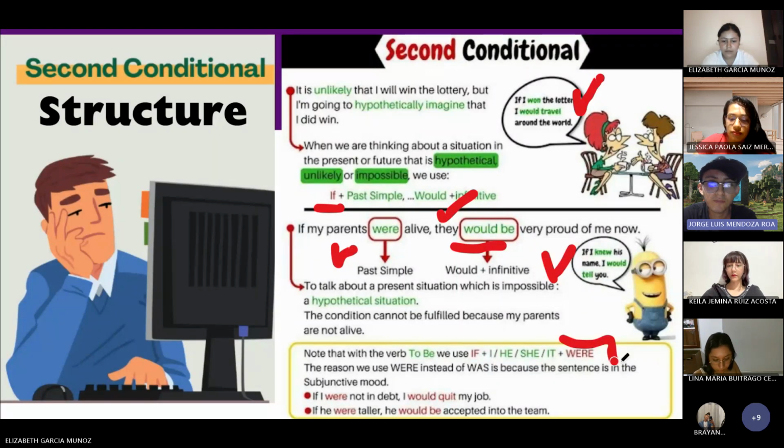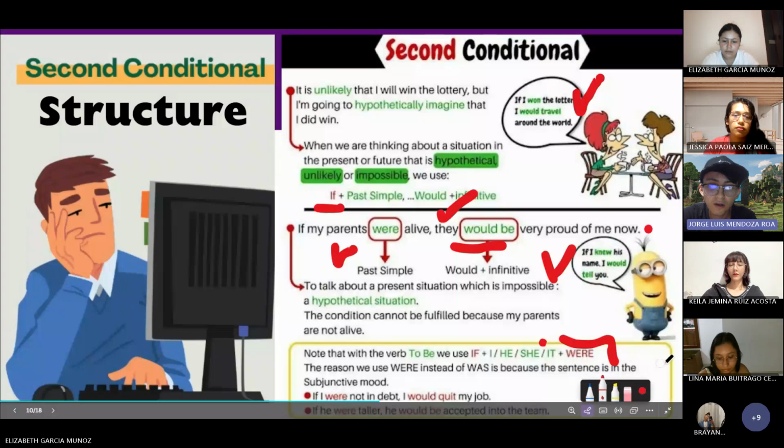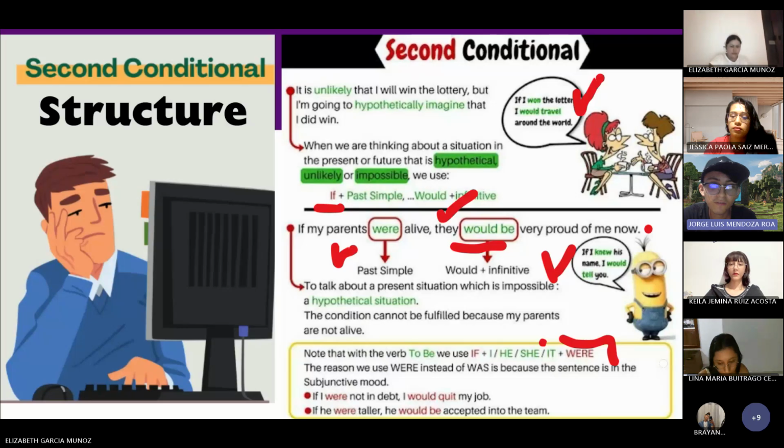In this case, it will be: if my parents were alive, they will be very proud of me now. In Spanish, it will be like, si mis padres estuvieran vivos, ellos estarían orgullosos de mí ahora. It's important to know that we are talking about a present situation which is impossible. It's a hypothetical situation because the condition cannot be fulfilled, because the parents of the person speaking are not alive. They are dead. For that reason, it is impossible to happen.